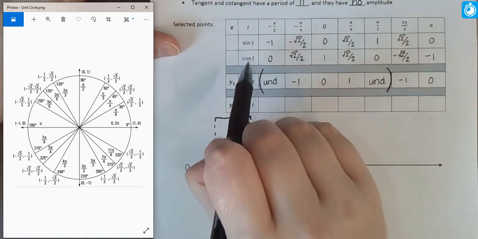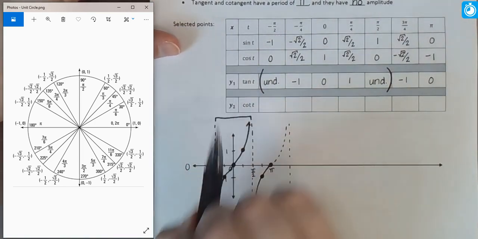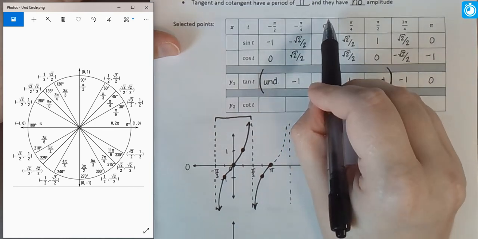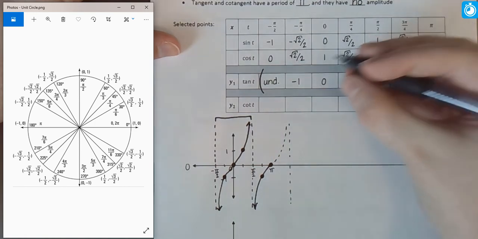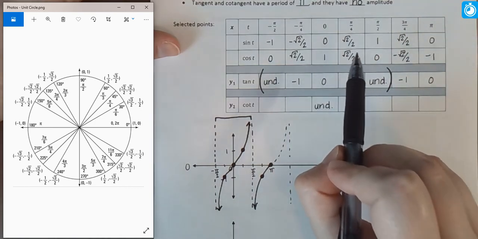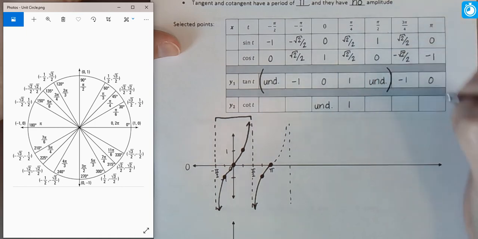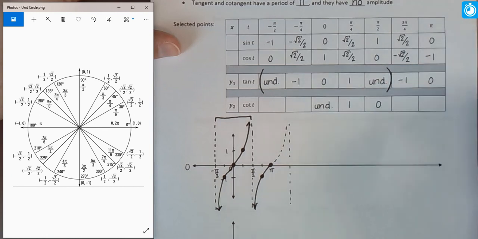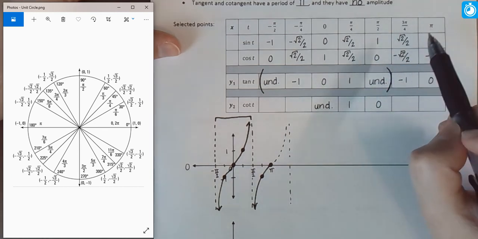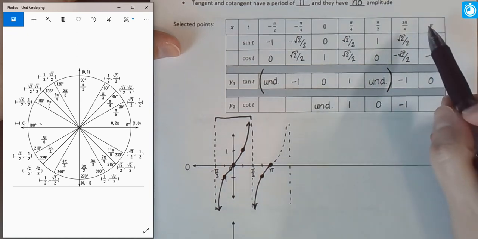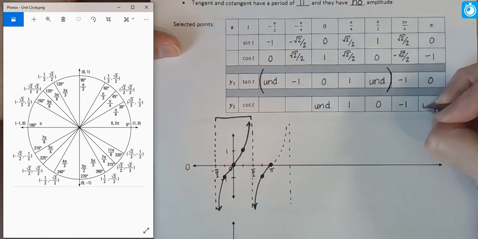We already have all the values for sine and cosine. Cotangent is defined as cosine over sine. And again, let's start at 0 radians. Let's see what happens. There at 0 radians, cosine over sine is 1 over 0, which is going to be undefined. Okay, at pi over 4, cosine over sine is going to give us 1. At pi over 2, cosine over sine is 0 over 1, which is 0. At 3 pi over 4, negative root 2 over 2 over positive root 2 over 2 is going to give us -1. And then at pi, -1 over 0 is going to be undefined again.